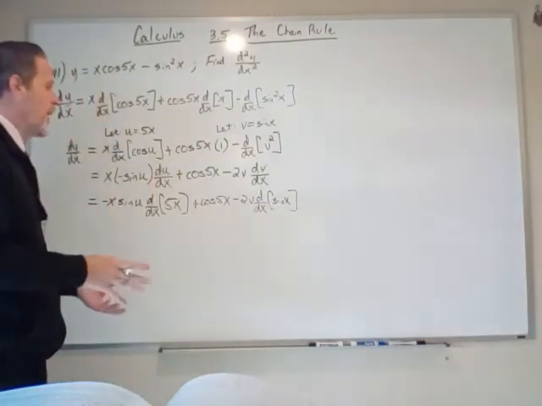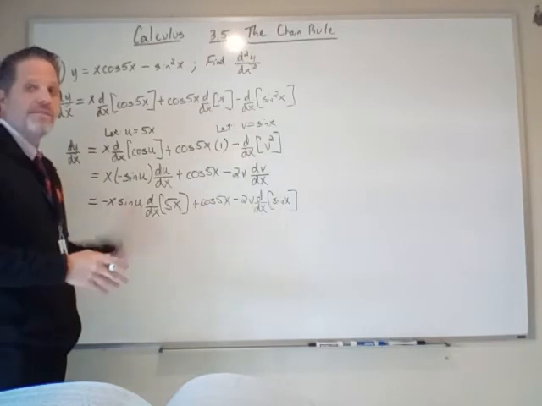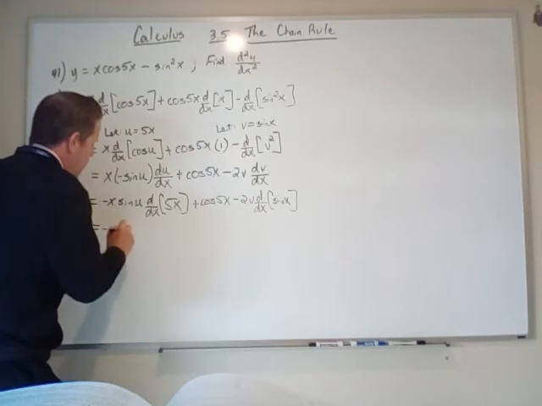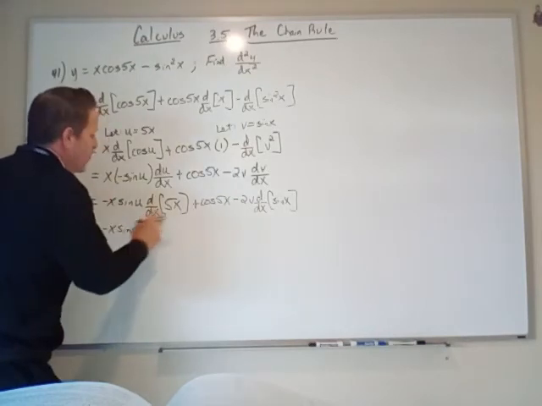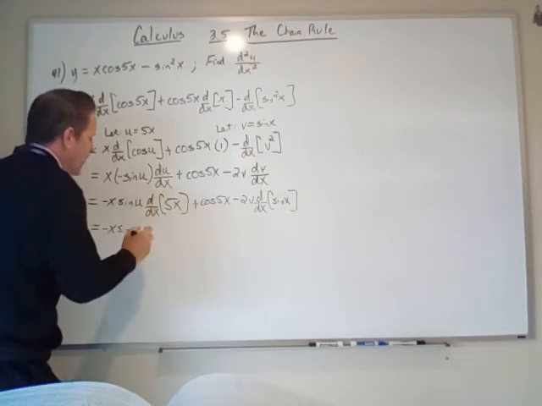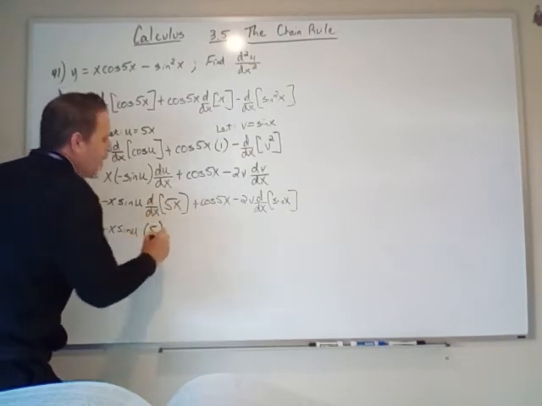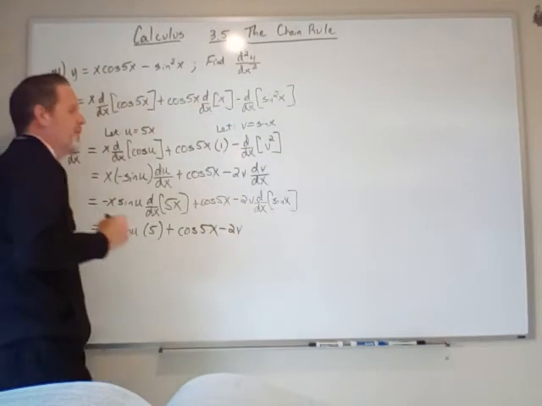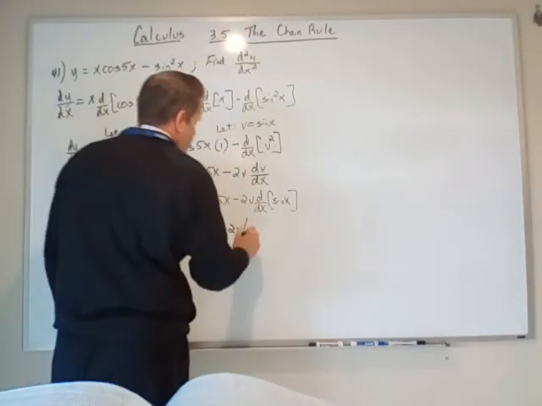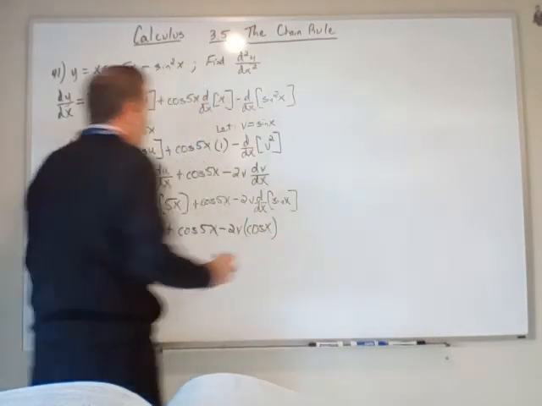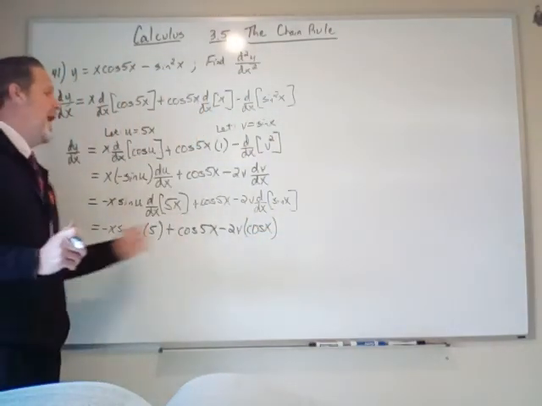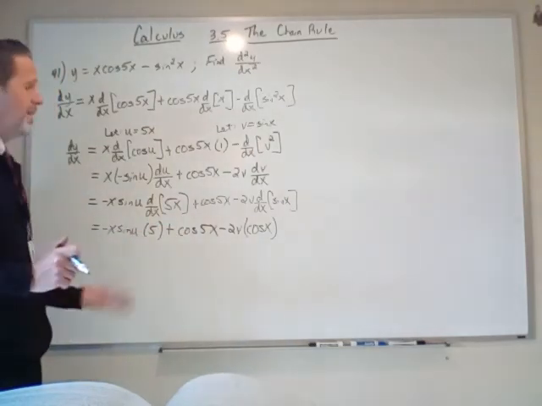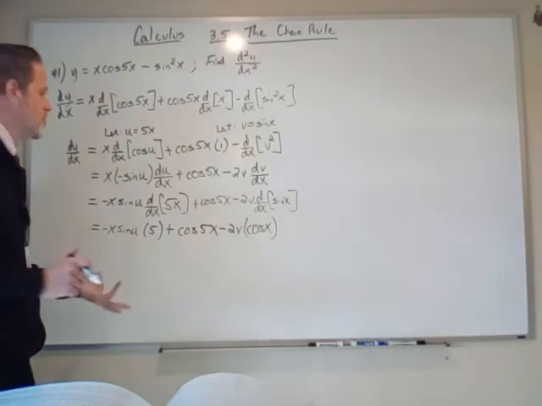Moving right along then. I've got operators here, so I've got to still take derivatives. So I've got opposite x sine u times the derivative of 5x with respect to x, and that's going to be 5, plus cosine 5x minus 2v. Now the derivative of the sine of x with respect to x is cosine x. So in this step, there are no operators present. That means all of the derivative taking has been done. The last thing I would like to do is make sure everything is in terms of x.